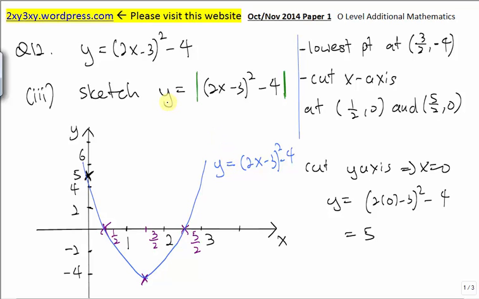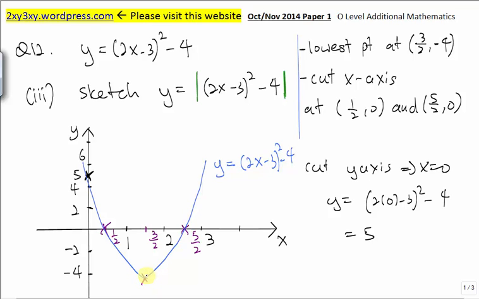We are supposed to sketch the graph with an absolute sign. To get the absolute value, for the negative y values of the graph, we are going to reflect them on the x-axis, because the absolute of a negative value will be a positive value, and the absolute of a positive value will remain unchanged. So this positive value of y remains unchanged, this positive value of y remains unchanged. The negative part will become positive, and we do that by doing a reflection on the x-axis.